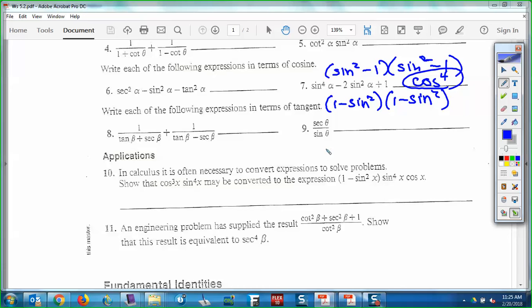Now, let's do number 9, though. Okay? Number 9 is a little more interesting, because you're trying to get in terms of tangent, and the only connection you have with tangent is sine over cosine. So how are we going to get that? Well, we can take this and move that cosine to the bottom. So we can make this be cosine times sine, right? 1 over cosine, and then the sine's already down there. There's no plus sign, so that's why it's okay to just flip that down there. There's nothing being added or anything like that. Okay? Now, how in the world can we get this in terms of tangent?